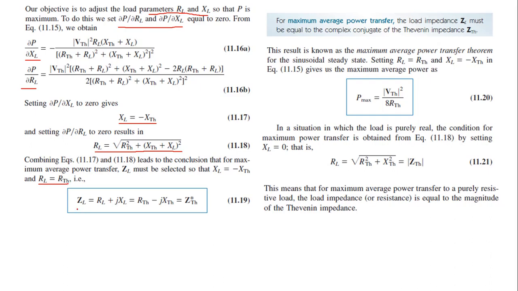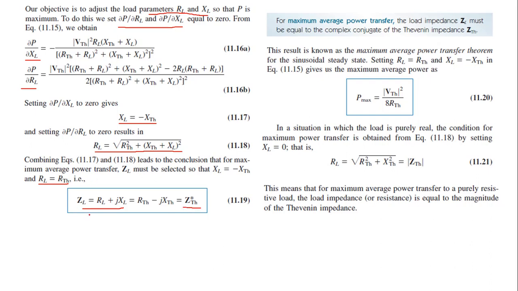So now ZL can be written as RL plus jXL. This is the rectangular form value. So load impedance can be written as RL plus jXL. From this equation we can get RL equal to R Thevenin, and XL equal to minus X Thevenin, so RTH minus jXTH.